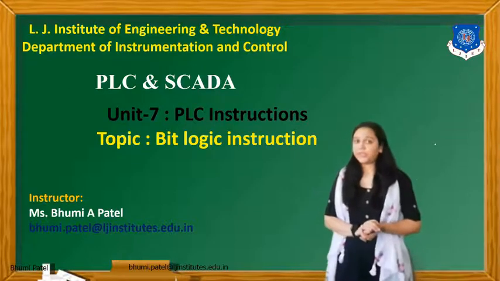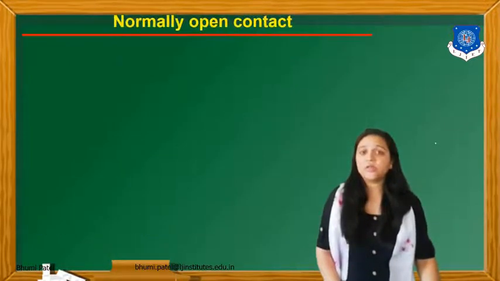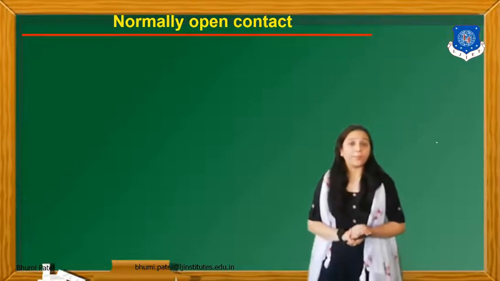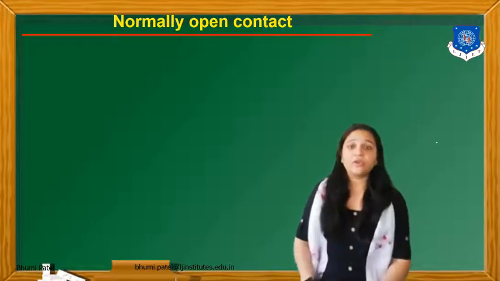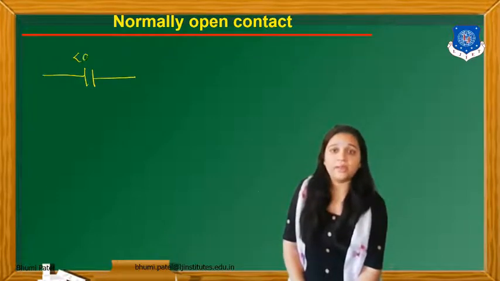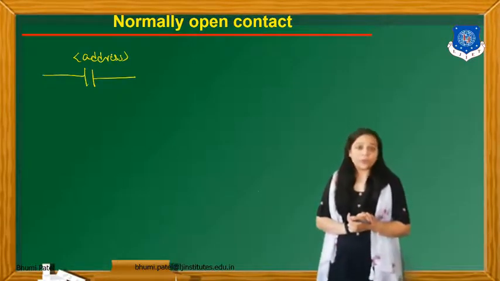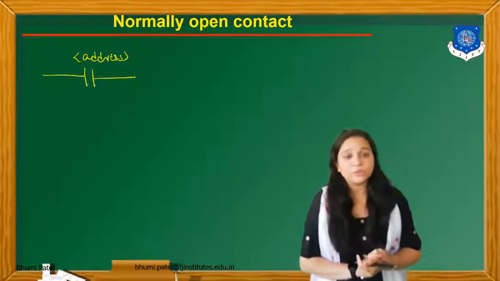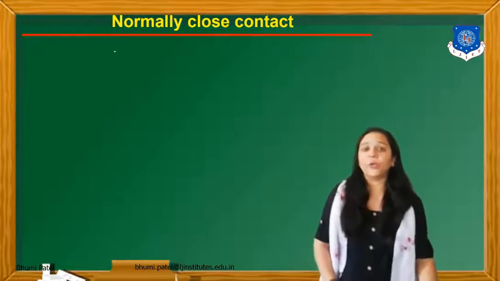Today our topic is the bit logic instruction. In the bit logic instruction, first of all, what is the normally open contact? As we have already discussed earlier, the ladder diagram of the normally open contact is like this, and here we always write the address of this input signal. Generally the normally open contact is used as an input signal.